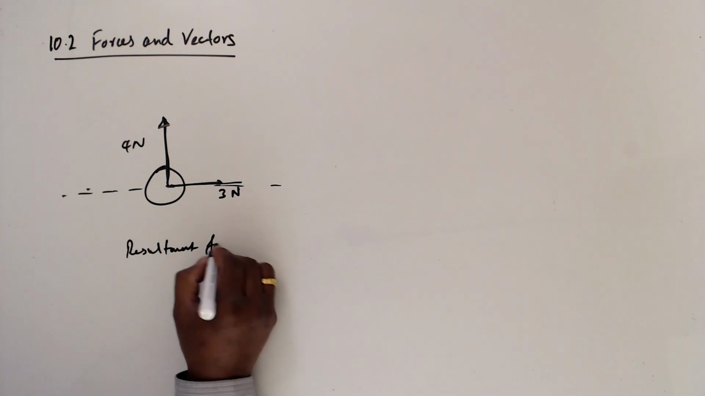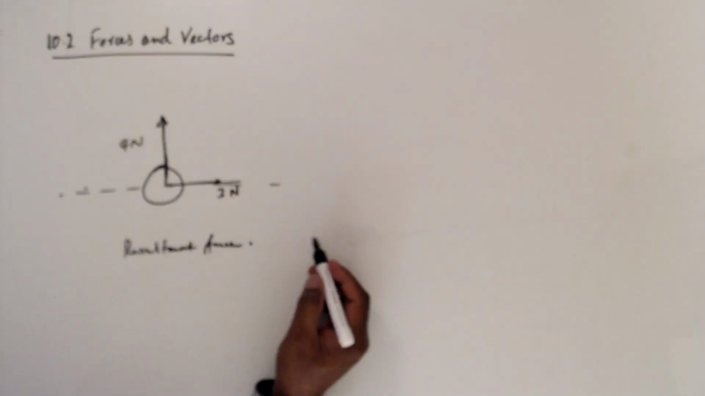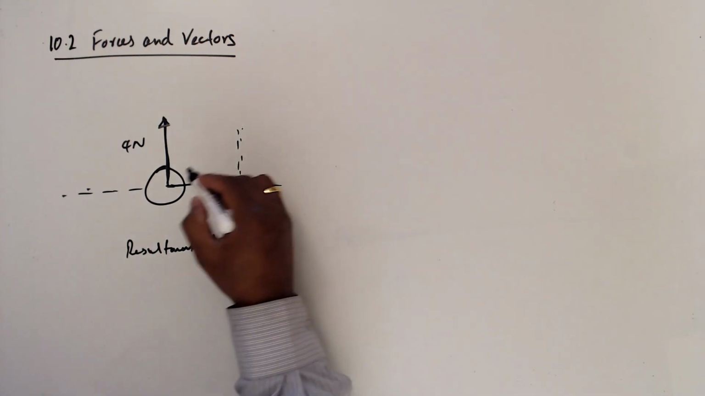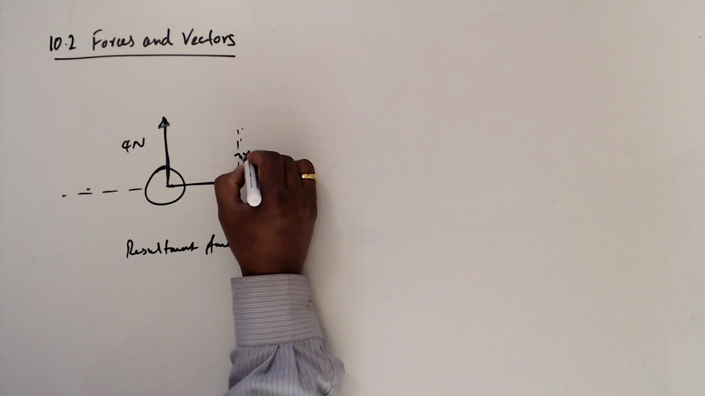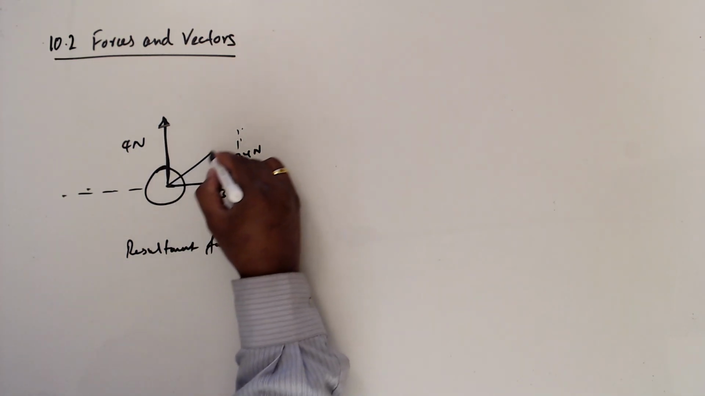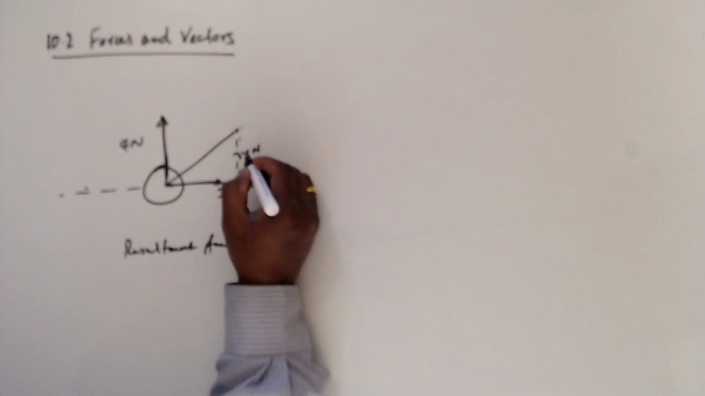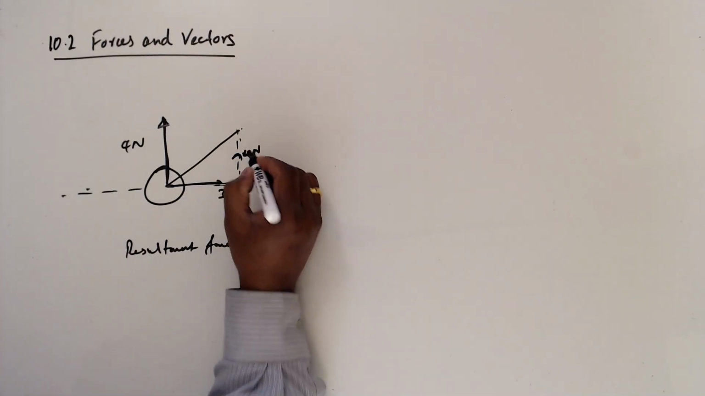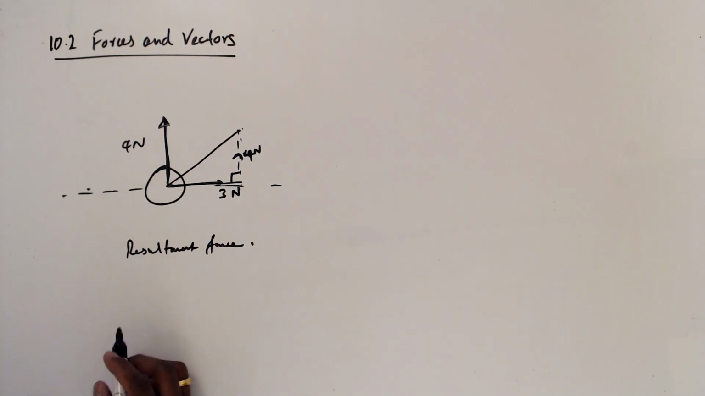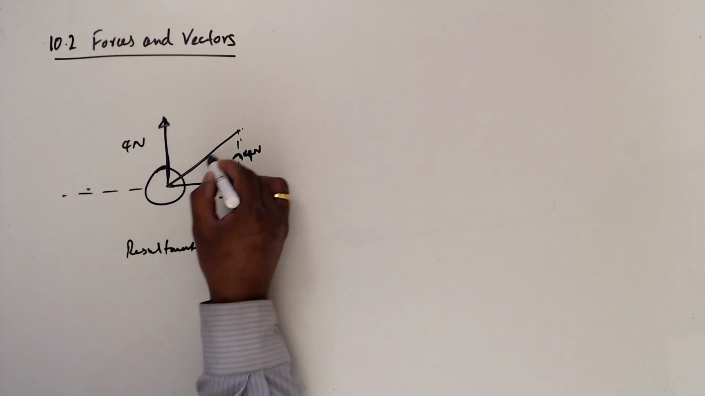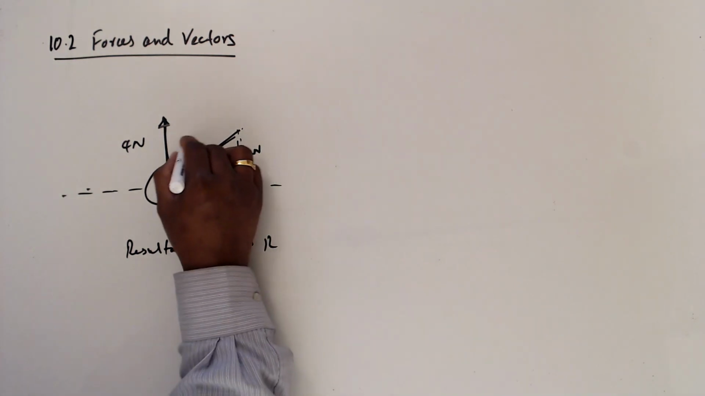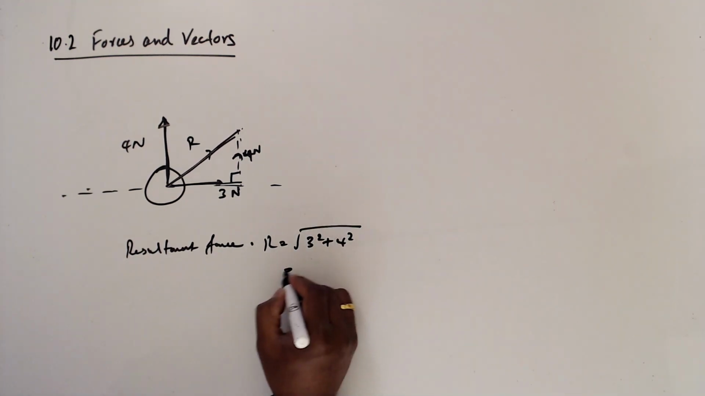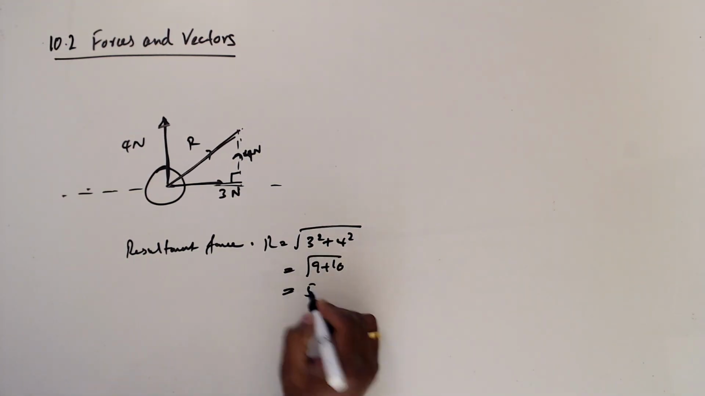So, the resultant force. It is very clear that we will complete the triangle with the 3 N and 4 N. This is the triangle completed, and we can find the resultant force, let's say R, by Pythagoras: the square root of 3 squared plus 4 squared, the square root of 9 plus 16, which is 5.